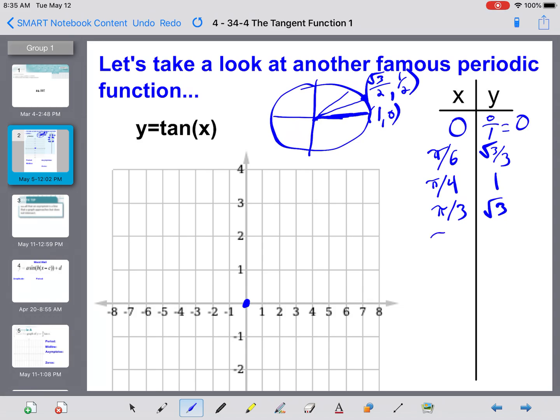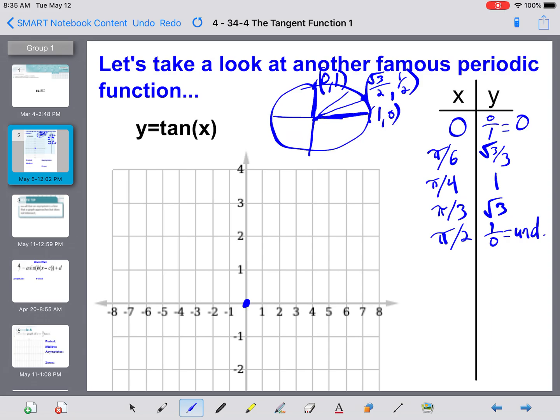And if I go up to pi over 2, straight up and down, the xy value up there is 0, 1. So if I do that y over x, I get 1 over 0. Now be careful. 1 over 0 is illegal. You're not allowed to divide by 0. So this is an undefined value.